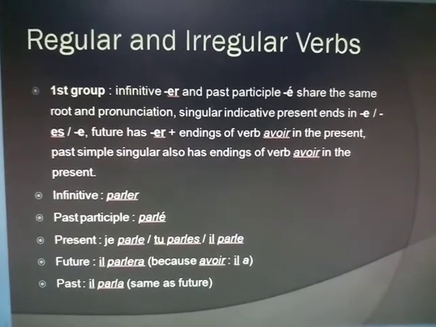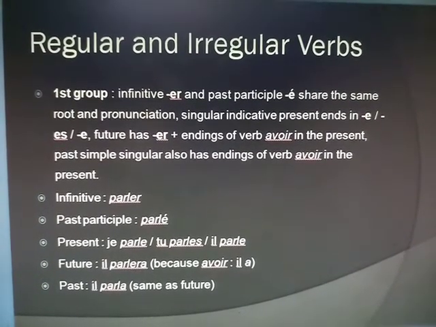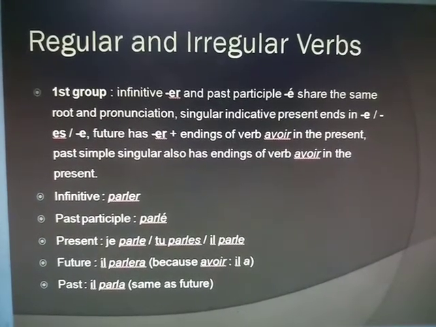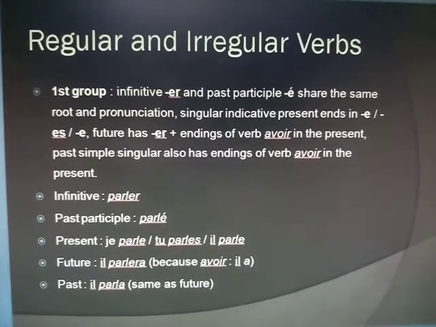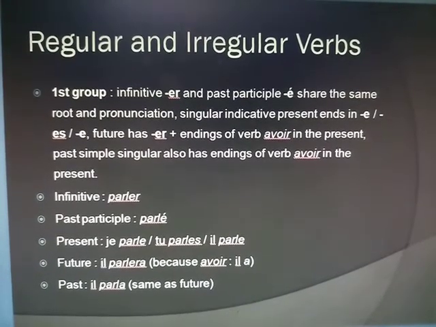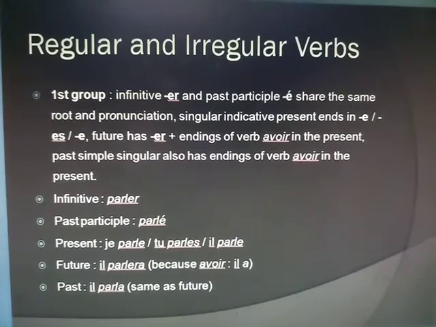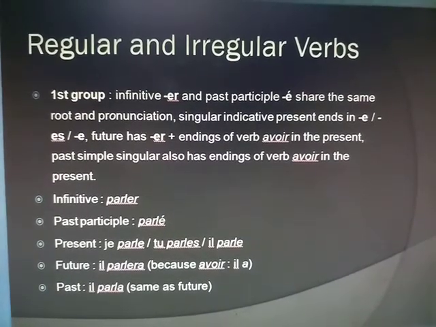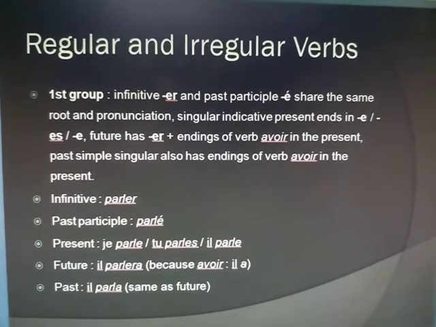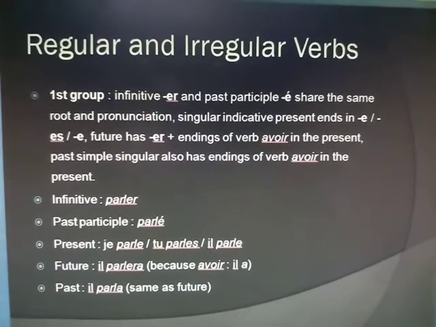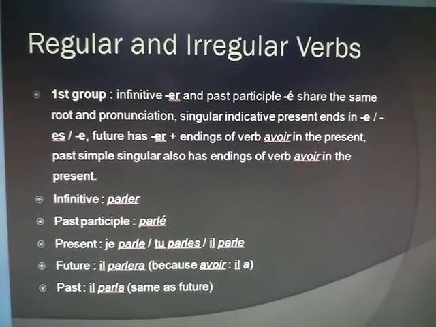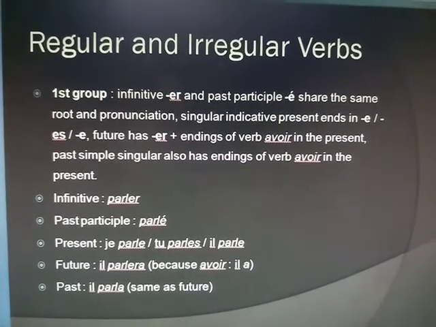First group. The infinitive ends in ER and the past participle is E accent grave. They share the same root and pronunciation, er. The singular indicative present ends in E, ES, and E. Future has ER plus different endings, the verb avoir in the present. Past simple singular also has endings of the verb avoir in the present.